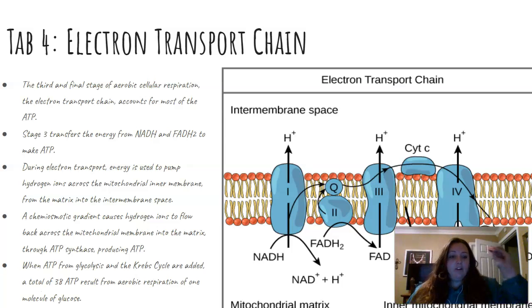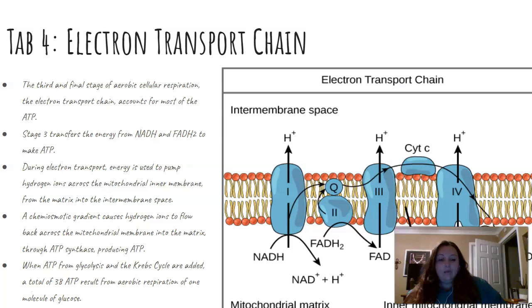All right, so now we have our electrons. So we went through the Krebs cycle, and now we have some electrons that are now going to go into this intermembrane space, and we're going to use these electrons in order to produce these hydrogens and get these NADHs and NAD pluses to get some more energy. All right, so the electron transport chain. It's the third and final stage of aerobic cellular respiration. So just know that aerobic means that you need oxygen in order for it to work. Okay, so the third and final stage of aerobic cellular respiration, the electron transport chain accounts for most of the ATP. So this is where you're going to get the most bang for your buck.